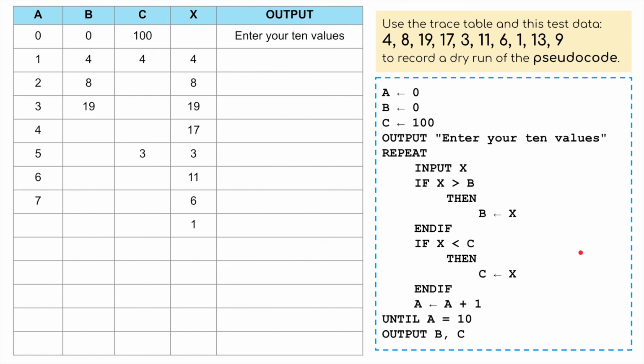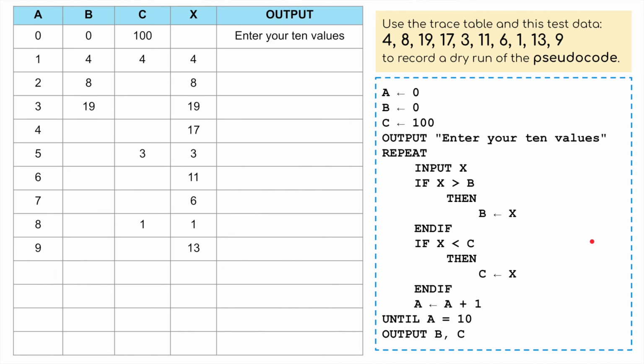We now move on to number 1. If X is greater than B, is 1 greater than 19? No. If X is less than C, well, I guess it is, so C becomes 1. We add 1 to the A column. 13, here we go. If X is greater than B, no, it's not. If X is less than C, well, no, it's not. So again, 1 more to the column.